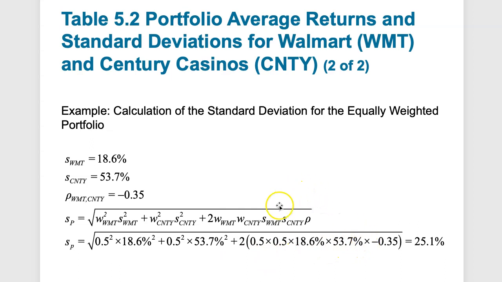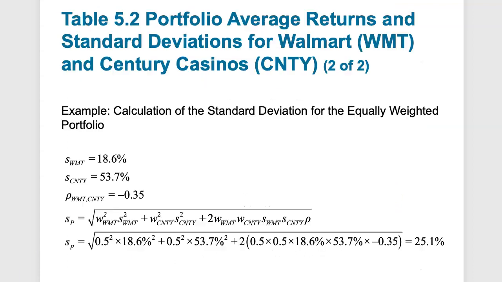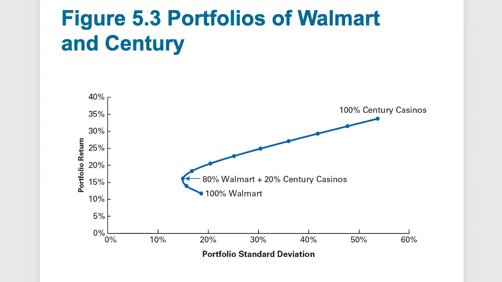So they're showing here, equally weighted, 50% Walmart, 50% casino, to get the portfolio average return, which is 22.7%, and they calculate a 25.1% standard deviation. So here is where they're showing mathematically how they calculated that 25.1% utilizing this formula. And again, something that I would demonstrate in Excel, not necessarily during the PowerPoint presentation here. So you can look for that video as well to be posted.